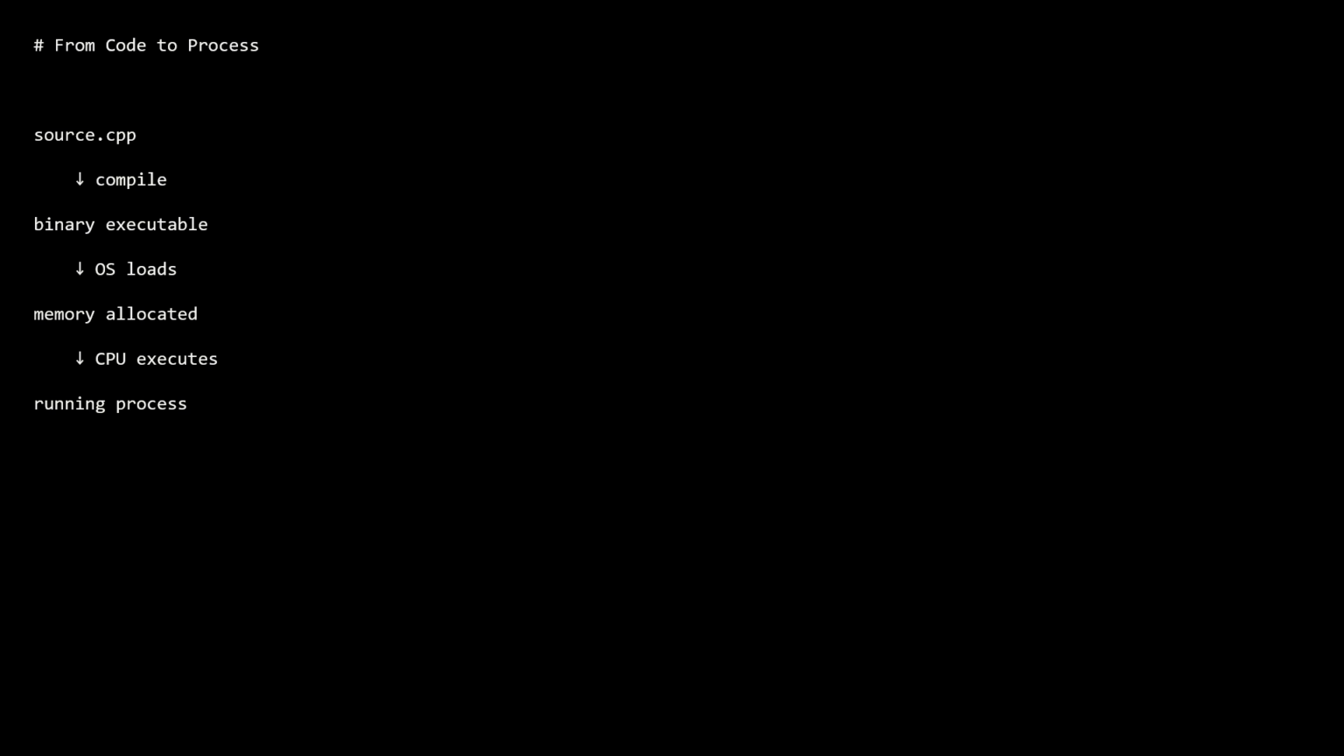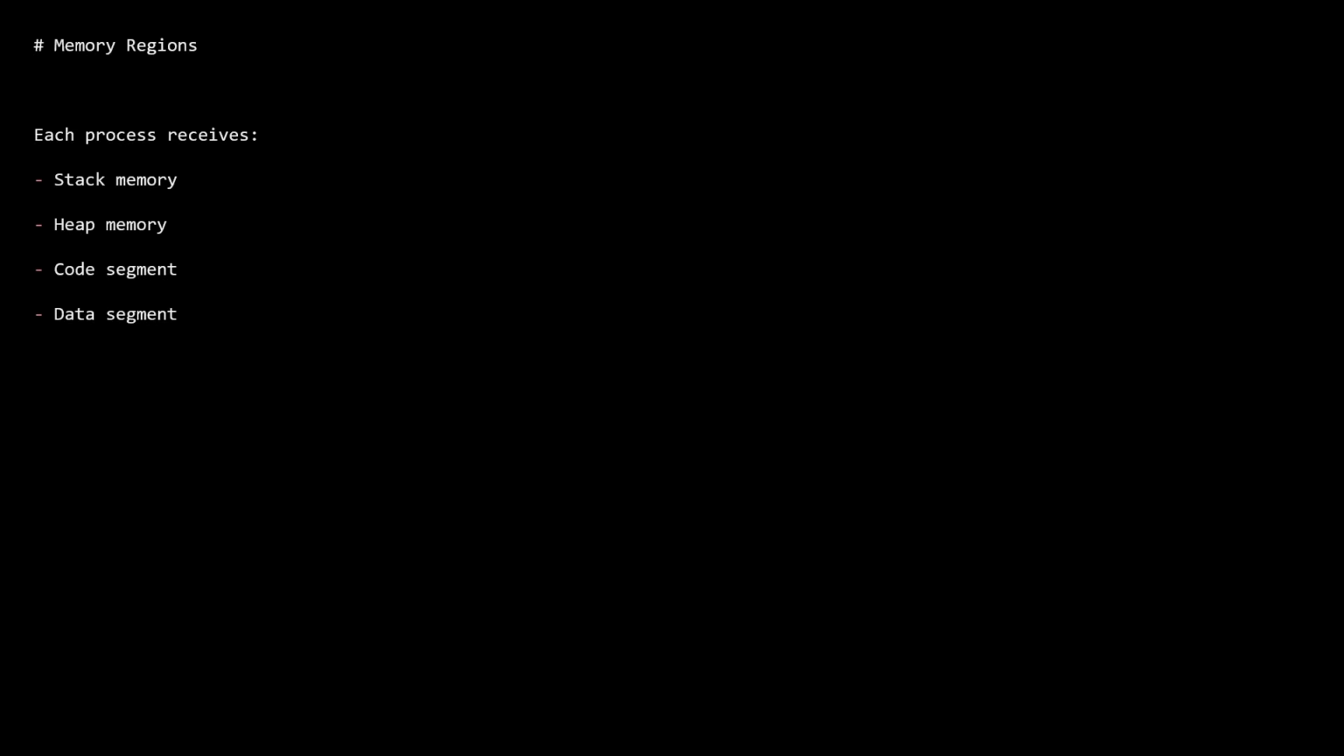So what exactly is a process? A process is a running program. It has machine instructions the CPU can execute. It has memory allocated by the operating system. When you compile C++ code into a binary and run it, the OS allocates memory. The CPU begins executing instructions.